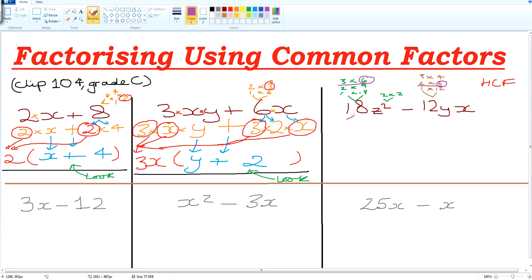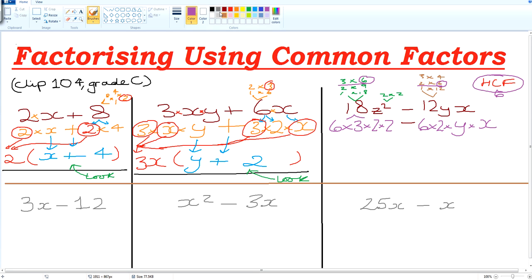So 18 can be rewritten as 6 times 3 times, now z squared can be rewritten as z times z. Put the minus back in. Now the 12 is written as 6 times 2 times y times x. Lovely. So remember, we have to choose the highest common factor, which was 6 from the numbers.